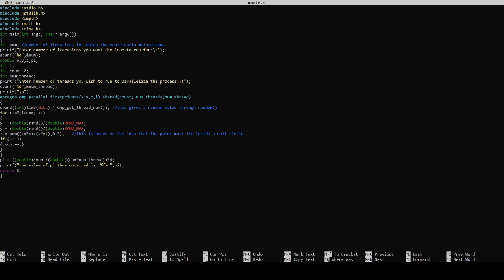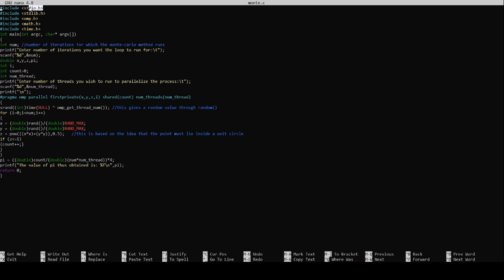I'll be demonstrating the code for the Monte Carlo problem for determination of the value of pi using the OpenMP library, right? So OpenMP is basically a free library. It's freely available on the GCC distribution. What I used here is Ubuntu 20.04 on Windows Subsystem for Linux version 1, right? Let's start with the code right away.